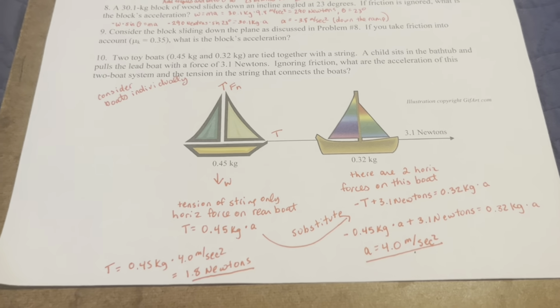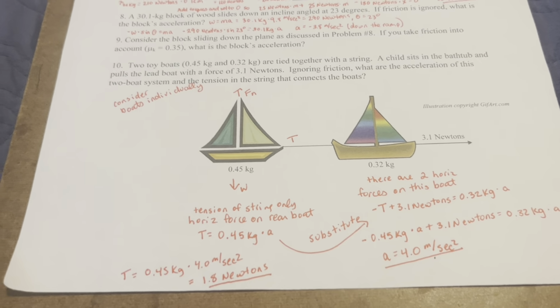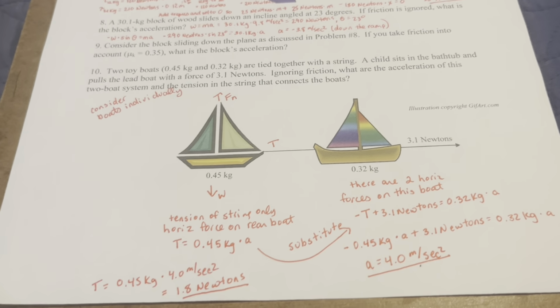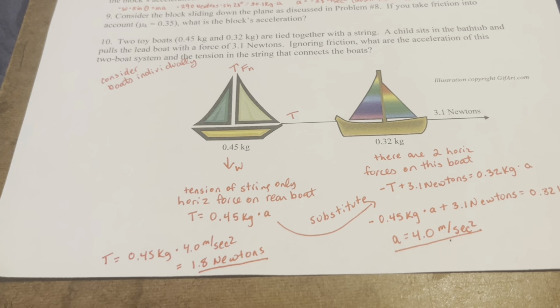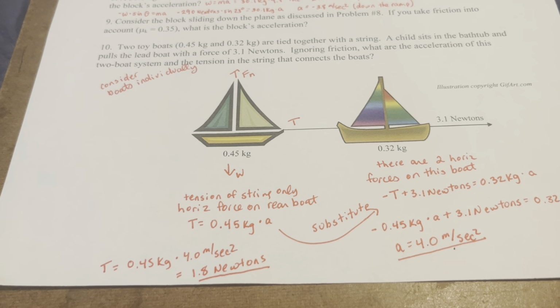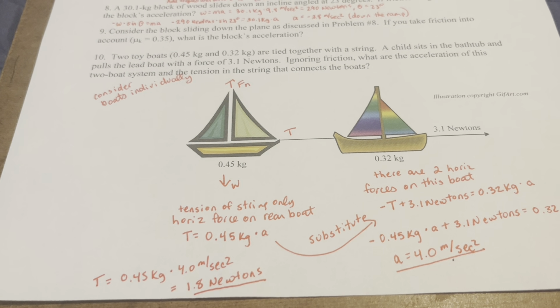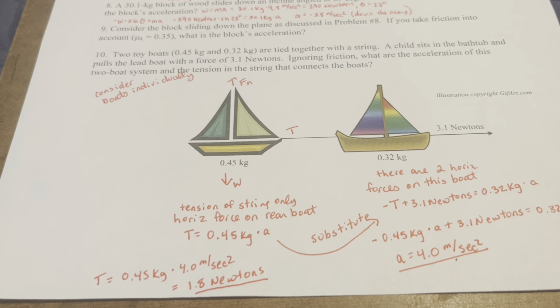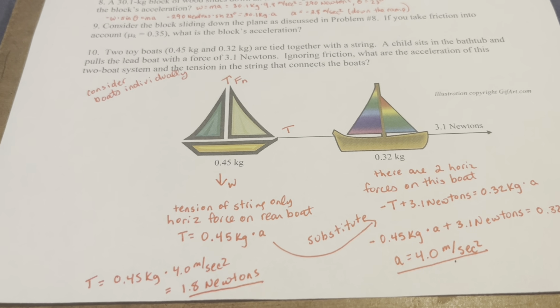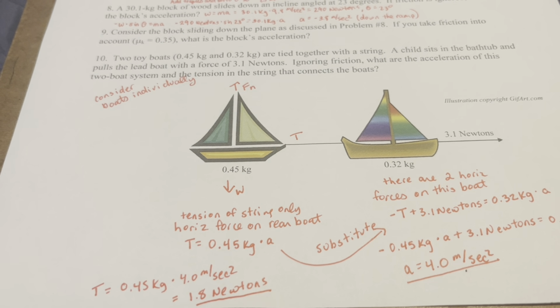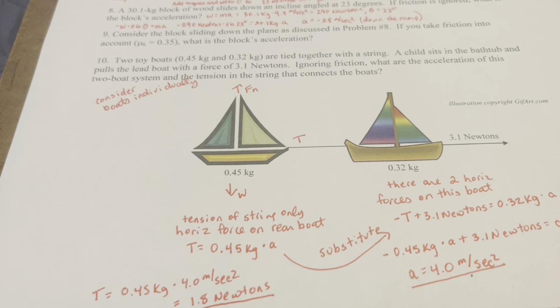All right, I'm going to skip 8 and 9 and go straight to 10. I'm kind of running short on time to get this video to you guys. So it says 2 boats, 0.45 kilograms and 0.32 kilograms, are tied together with a string. A child sits in the bathtub and pulls the lead boat with a force of 3.1 newtons. Ignoring friction, what are the acceleration of the 2-boat system and the tension in the string that connects the boats?